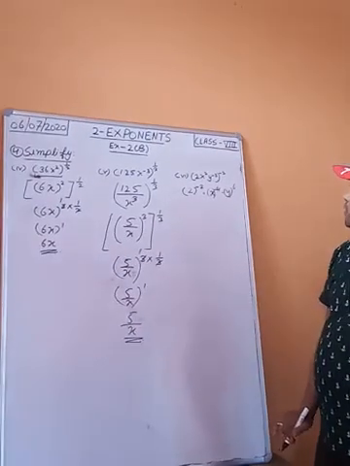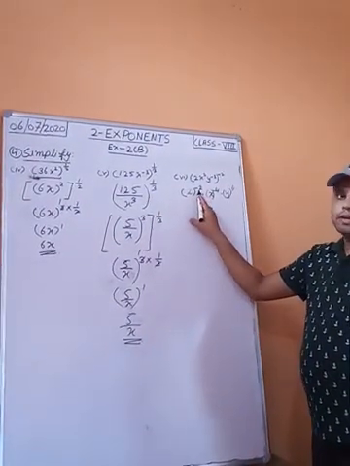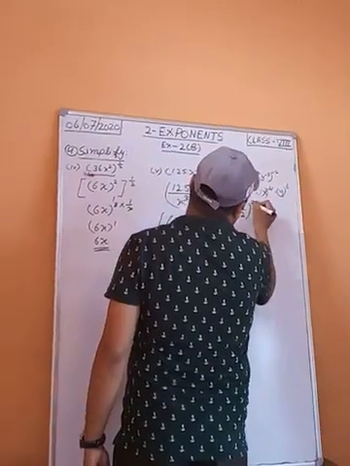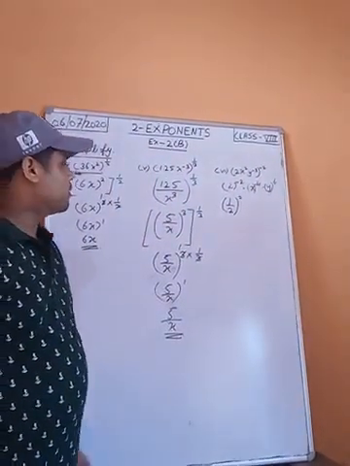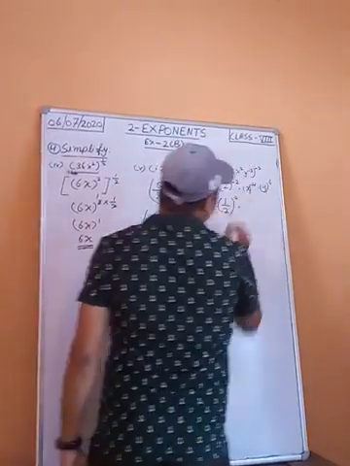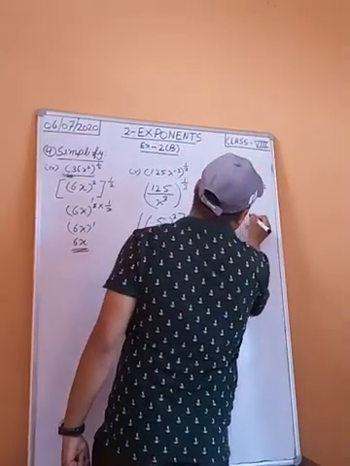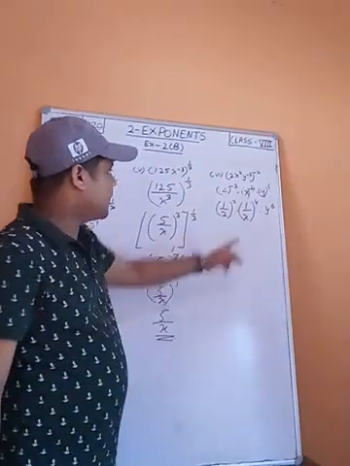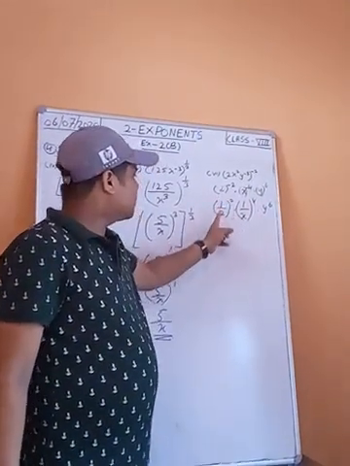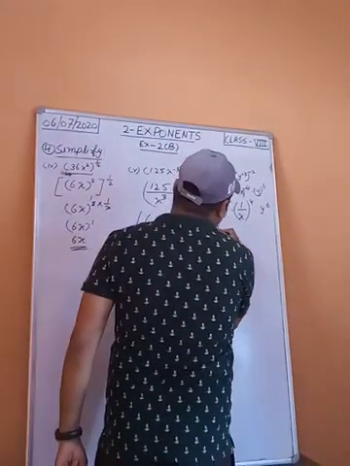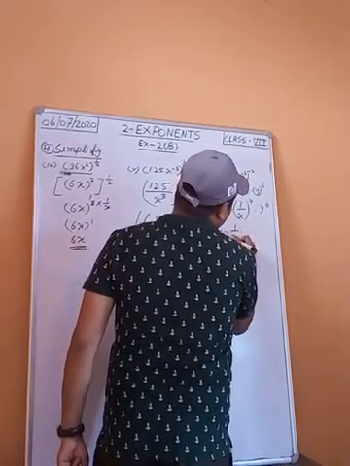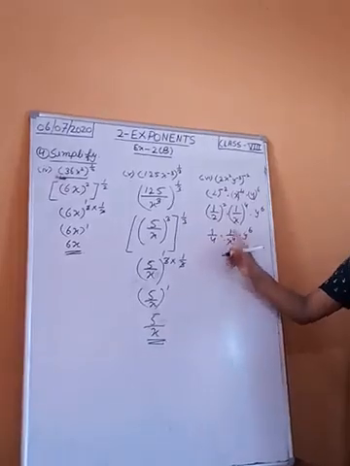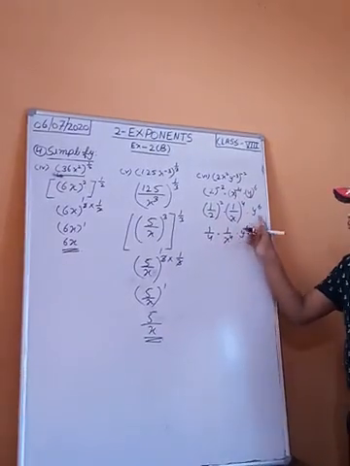Now see the powers. What will we do? 2 has a negative power, so we can take the reciprocal. So 1 upon 2 raised to the power 2. The power becomes positive. In the same way, x raised to the power minus 4 means 1 upon x to the power 4. Then multiply y raised to the power 6. So 1 upon 2 squared means 1 upon 4, multiplied by 1 upon x raised to the power 4, multiplied by y raised to the power 6.